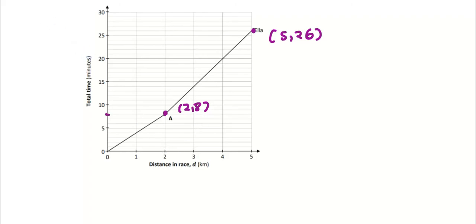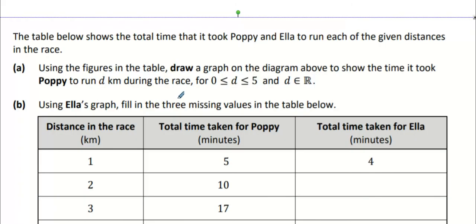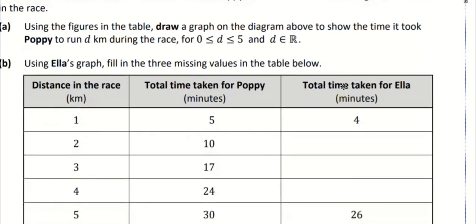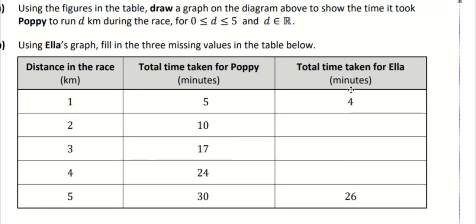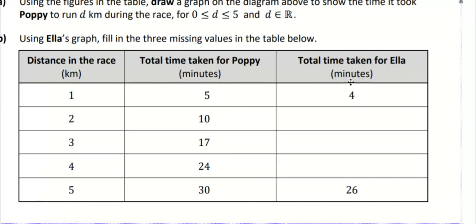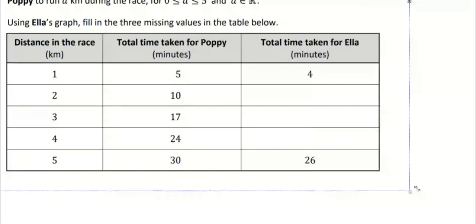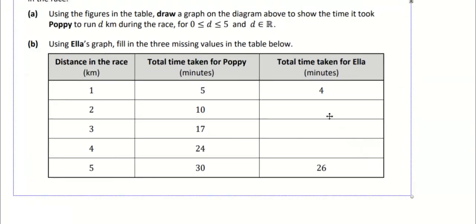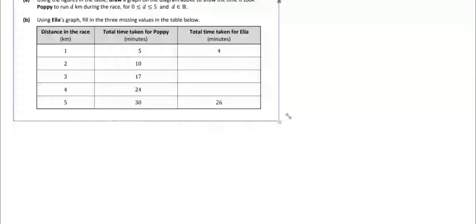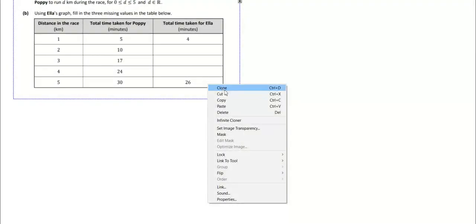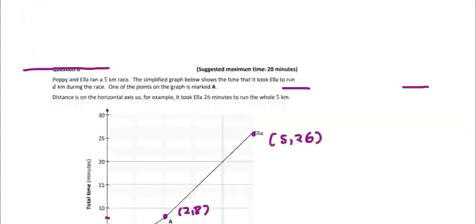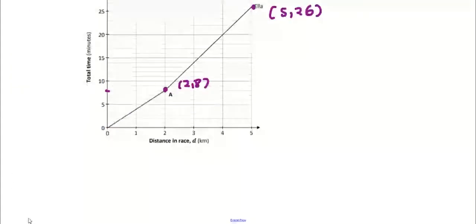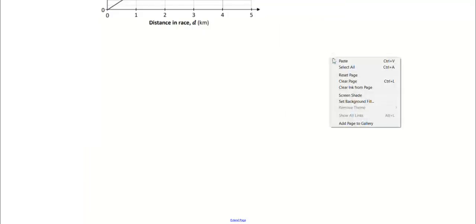Okay, now what we're going to do is look at the next questions here. The table below shows the time it took Poppy and Ella to run each of the distances given. Using the figures, draw a graph showing the time it took Poppy to run D kilometers during the race. Okay, so we need to sort out Poppy's time, and we also need to fill out Ella's numbers as well by the looks of it. So I might just copy and paste this over here into the previous question. Then we'll go down here, like so, and paste.